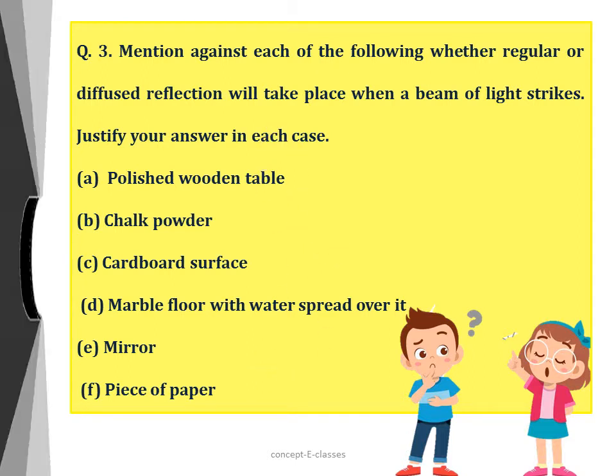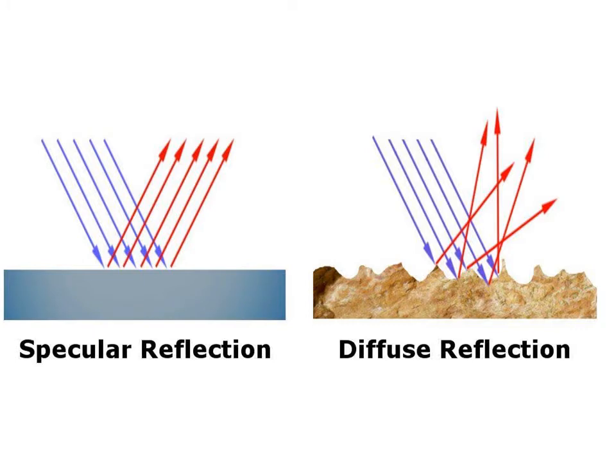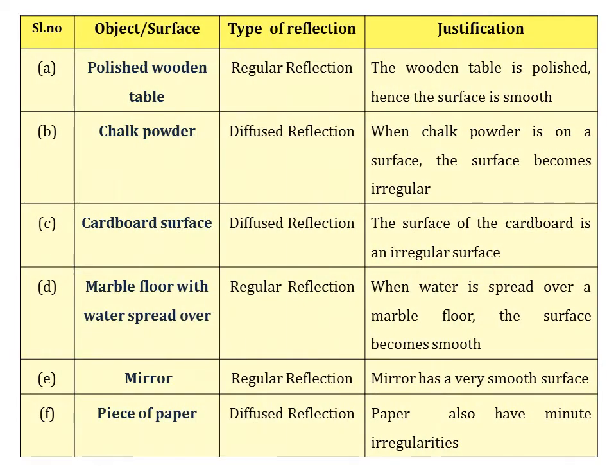So let's see. We know specular reflection or regular reflection is a reflection that occurs on a smooth surface, and diffused reflection or irregular reflection is a reflection that occurs on an irregular surface. So let's see what types of reflection take place in the following surfaces. The first one is a polished wooden table. What type of reflection takes place? Regular reflection. So what is the justification?